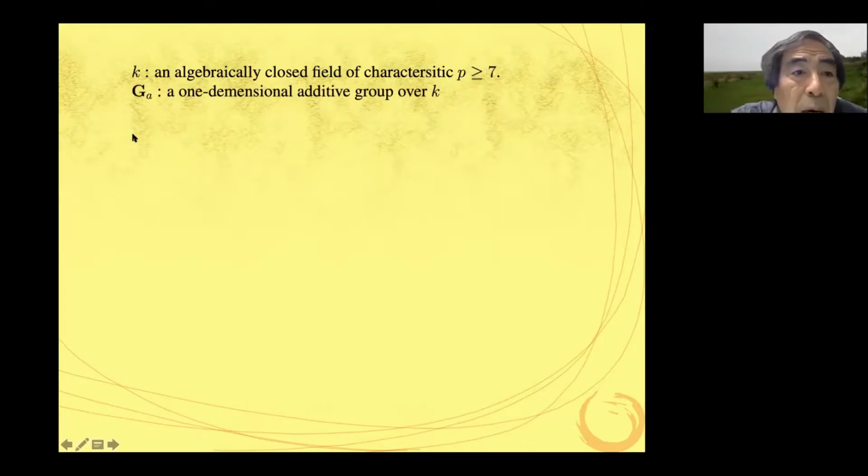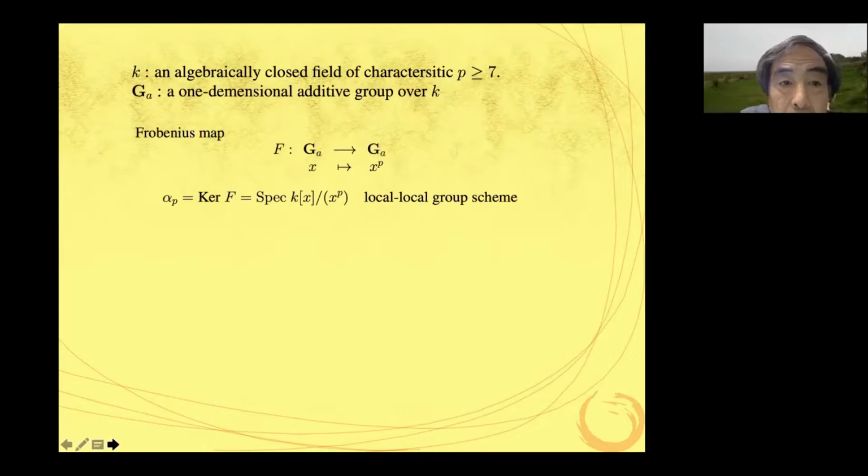Throughout my talk, let K be an algebraically closed field of positive characteristic P, and we assume P is greater than or equal to 7. We denote by G_a the one-dimensional additive group over K. On G_a, we have a Frobenius map, and we denote by alpha_p the kernel of this Frobenius map. This is a local group scheme, as is well known.